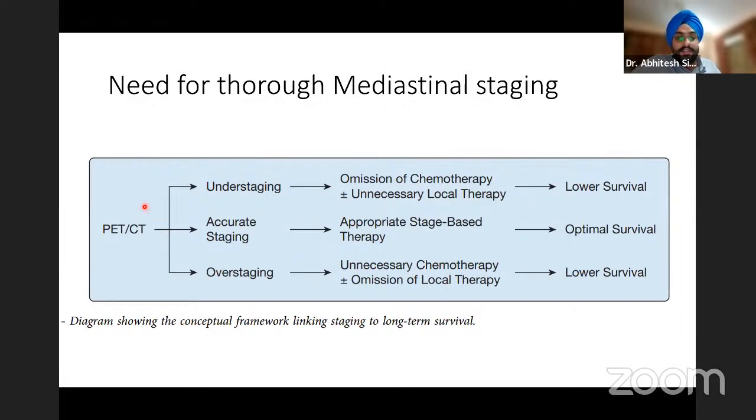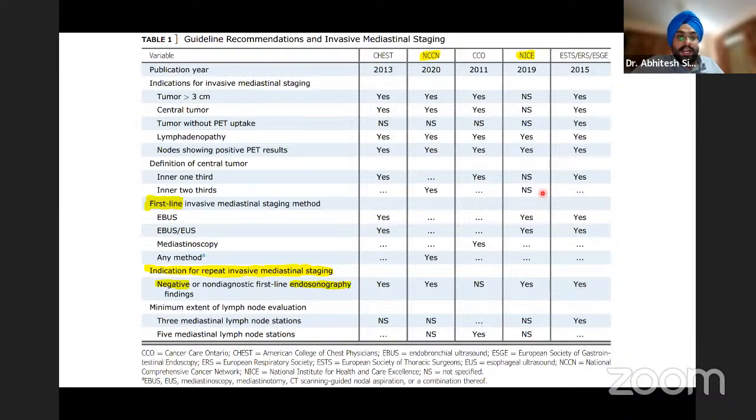And if we are overstaging the patient via PET scan, which is quite common, considering the prevalence of tuberculosis and other granulomatous diseases in our population, then we are giving unnecessary chemotherapy, again omitting the required local therapy, which may result in a lower survival. So what are the guidelines for mediastinal staging? The first line investigation is invariably EBUS or a combination of EBUS and EUS, endoscopic ultrasound. And if we have a non-diagnostic or negative EBUS, then we have to go ahead with invasive mediastinal staging, which is usually a mediastinoscopy.